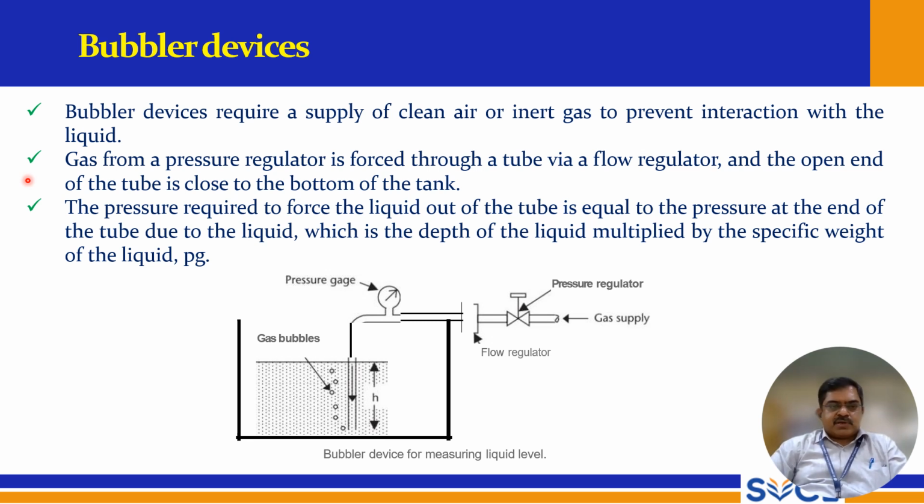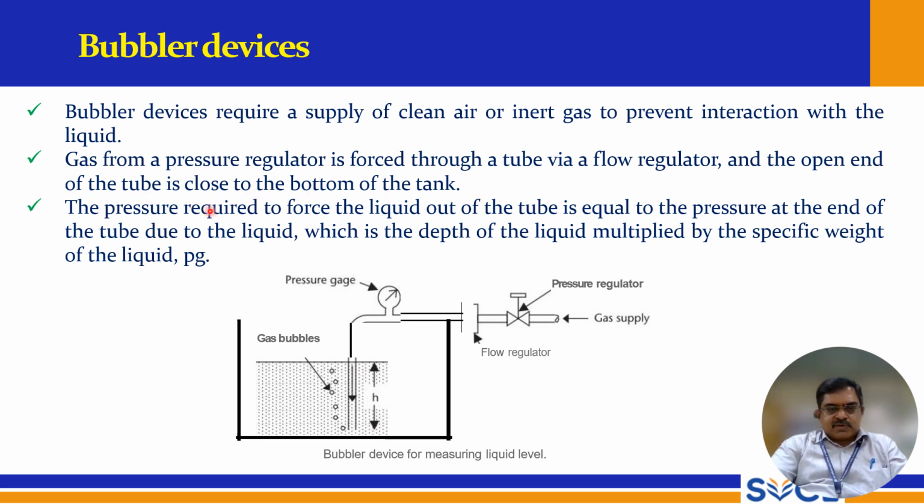Another one is the bubbler device. Here gas bubbles are used to measure the level. The bubbler devices require a supply of clean air or inert gas to prevent interaction with the liquid. Gas from the pressure regulator is forced through a tube via a flow regulator, and the open end of the tube is close to the bottom of the tank.